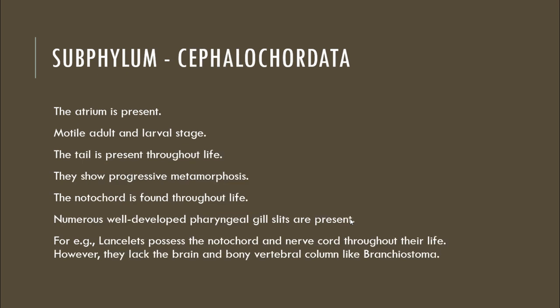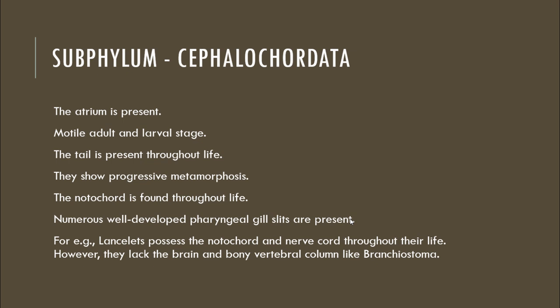Moving on, Cephalochordata now. The atrium is present. You know what an atrium is? Motile adult and larval stage. They have those two stages. The tail is present throughout life. They show progressive metamorphosis. The notochord is found throughout life, in the head region. Numerous well-developed pharyngeal slits are present. That's the idea.